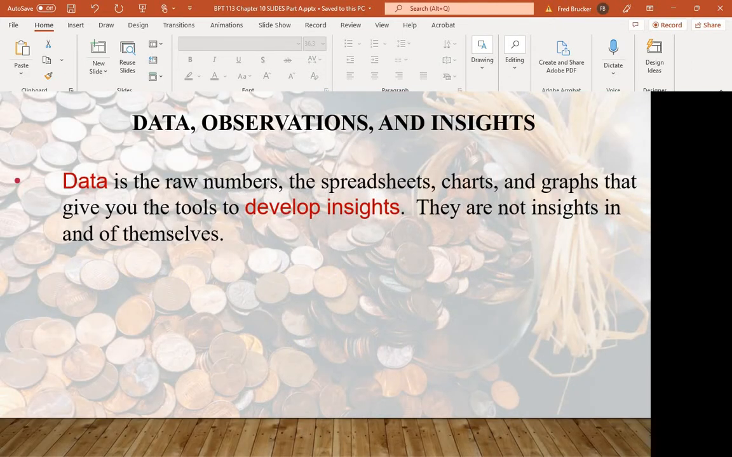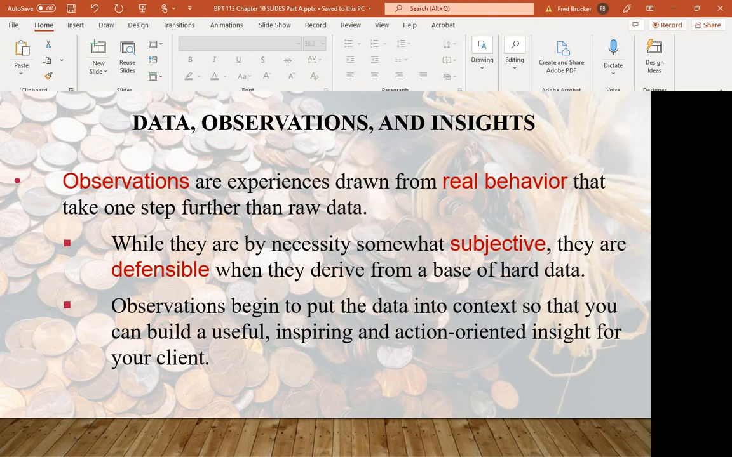Talking about data, the raw numbers, the spreadsheets, the charts, the graphs, the things that get us excited. Okay, maybe not, but they do give us tools to develop insights. Now, the thing to keep in mind here is that the data are not insights in and of themselves, they're simply numbers. Now, the numbers can lead us to insights, but just being able to spit out data doesn't necessarily mean that we're smart and insightful.